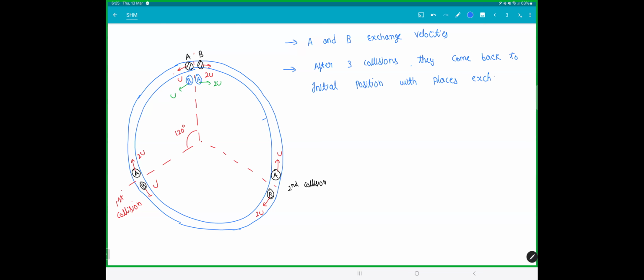So that means after every three collisions, you come back to the initial position, but you keep getting exchanged. Therefore, after six collisions, motion repeats. So after three collisions, you come to the initial position, but after six collisions, you repeat.